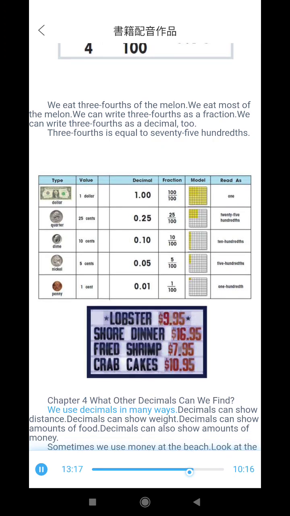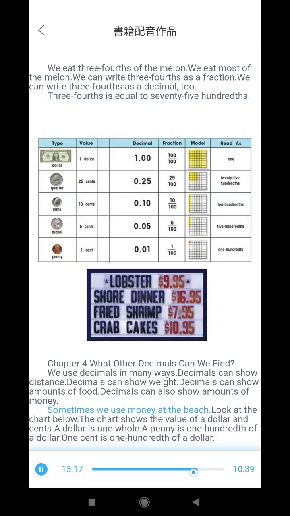Chapter 4. What other decimals can we find? We use decimals in many ways. Decimals can show distance. Decimals can show weights. Decimals can show amounts of food. Decimals can also show amounts of money. Sometimes we use money at the beach. Look at the chart below.